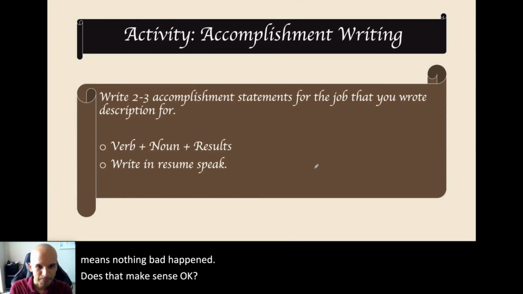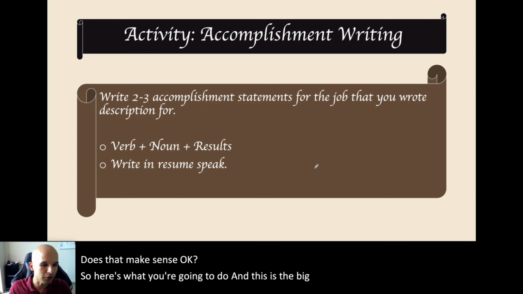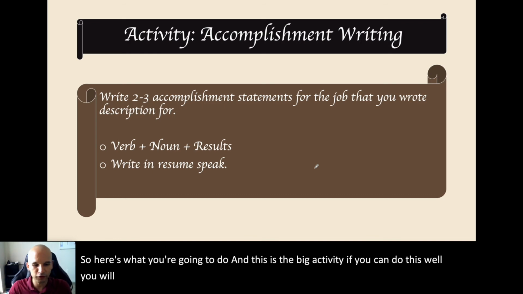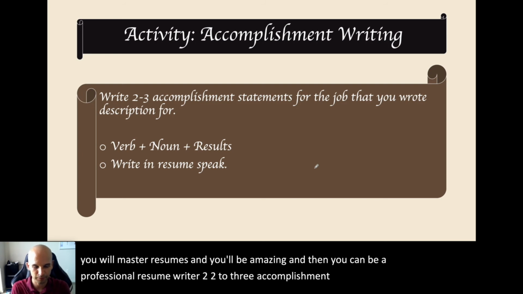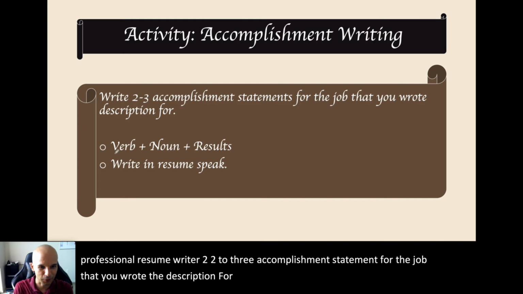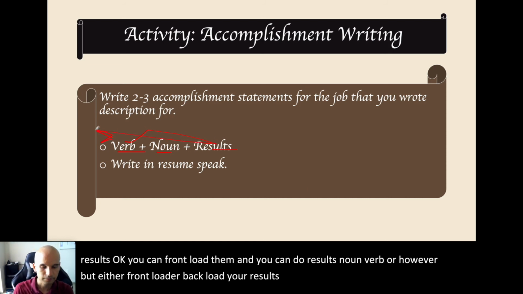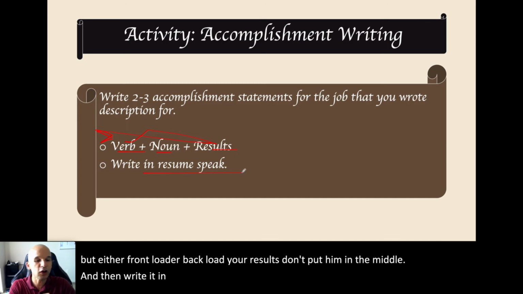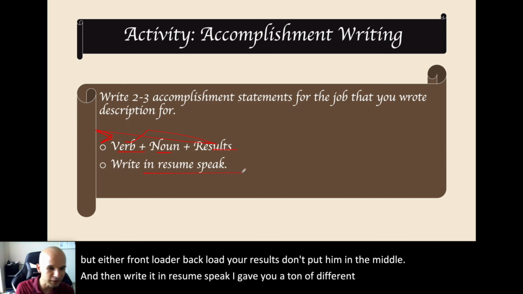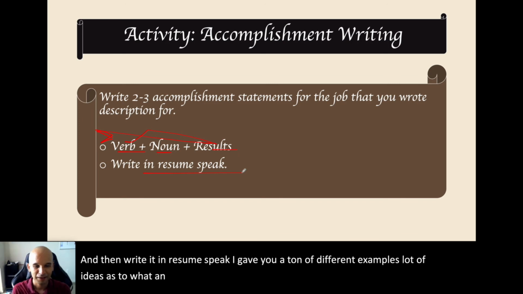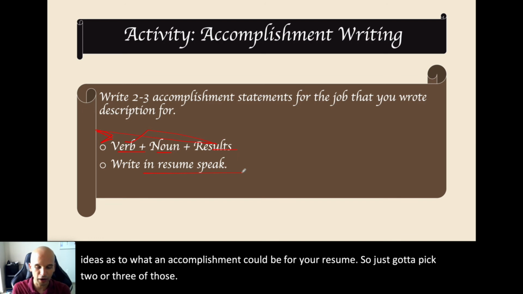Does that make sense? Okay. So here's what you're going to do, and this is the big activity. If you can do this well, you will master resumes and you'll be amazing. And then you can be a professional resume writer too. Write 2 to 3 accomplishment statements for the job that you wrote the description for. What I want to see is verb, noun, results. Or you can front load them and do results, noun, verb, but either front load or back load your results. Don't put them in the middle. And then write it in resume speak. I gave you a ton of different examples, a lot of ideas as to what an accomplishment could be for your resume. So pick 2 or 3 of those for the job that you picked.